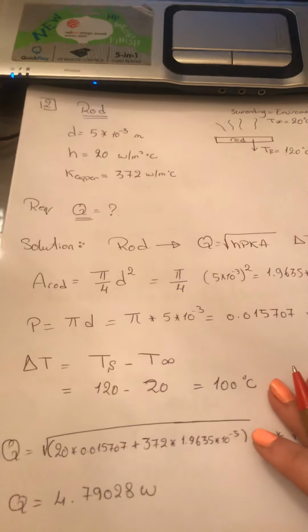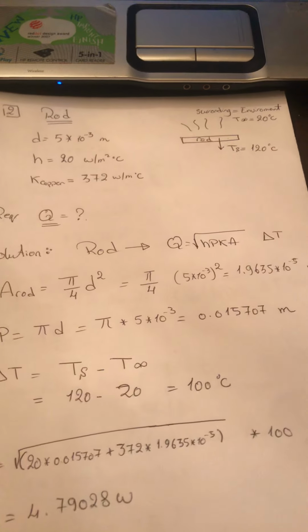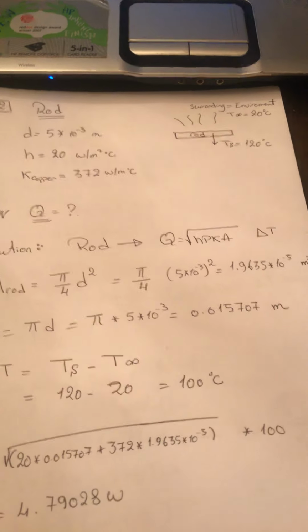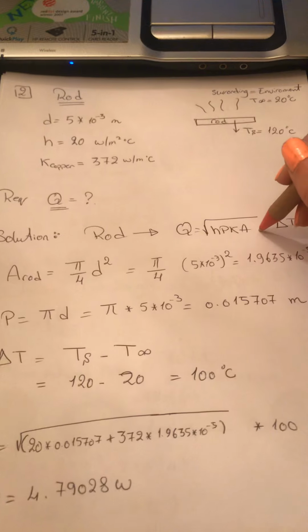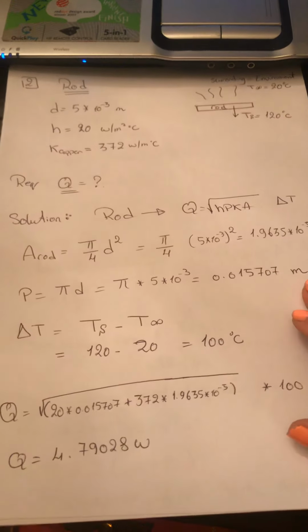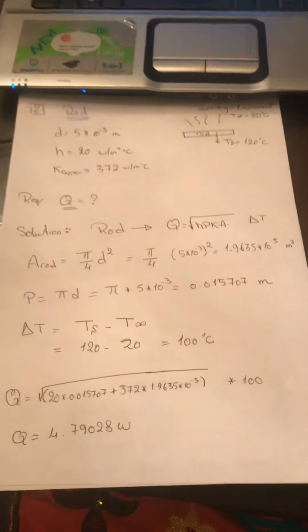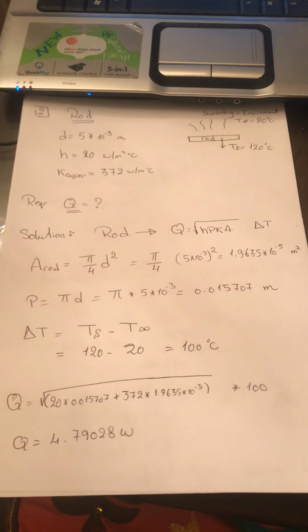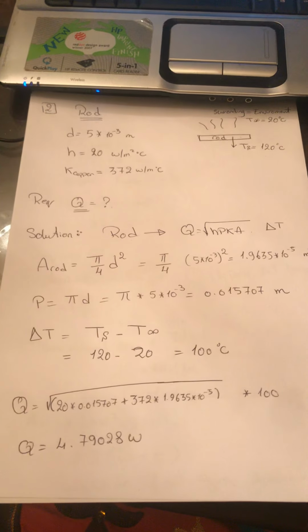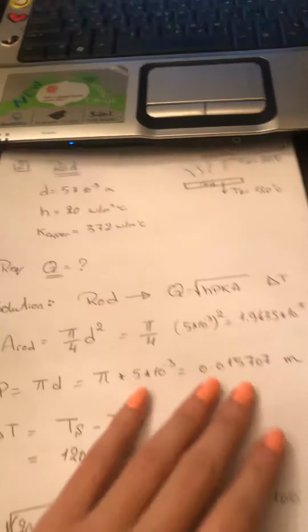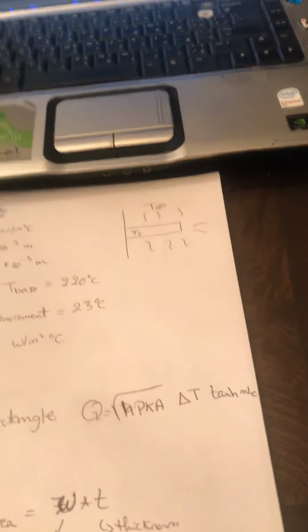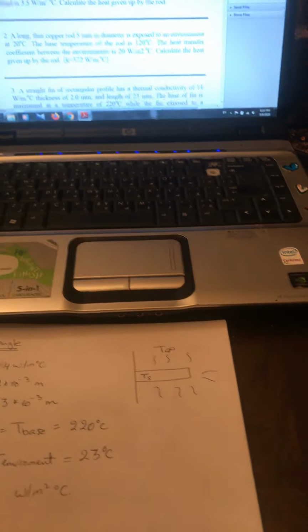So the solution, first of all, we recognize the problem is talking about a rod. Yes, it's a rod. We make the equation for the rod, and we make direct substitution to calculate the area, the parameter, and the delta temperature. I think it's easy. If anyone has a question, contact me.